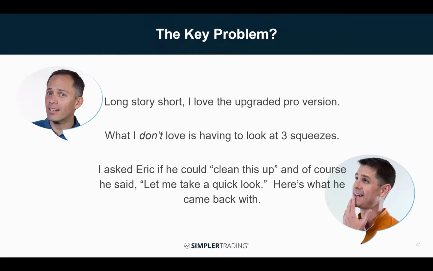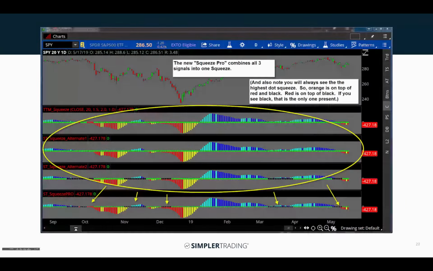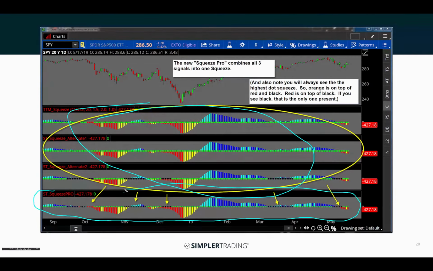So I asked Eric if he could clean this up, and of course he said, let me take a quick look, and here's what he came back with. He took all of this, okay, all of this, and just compressed it into one line, and that's what the Squeeze Pro is. And what you'll notice here is that the Squeeze Pro combines them. So the black dots, boom, they're dropped here. Now, if there's red dots, you can see there's 1 dot there and 3 there. If you drop it down, they'll show up on top of the black dots, okay? You cannot have red dots without black dots. That's the way it works. And so if there's red dots, that means there's a black dot underneath.